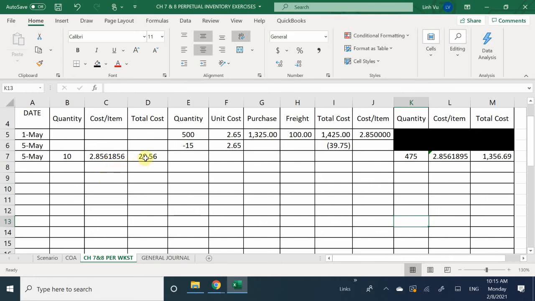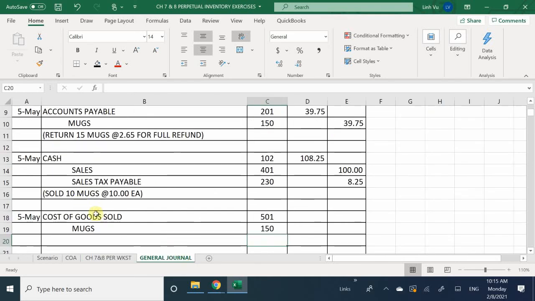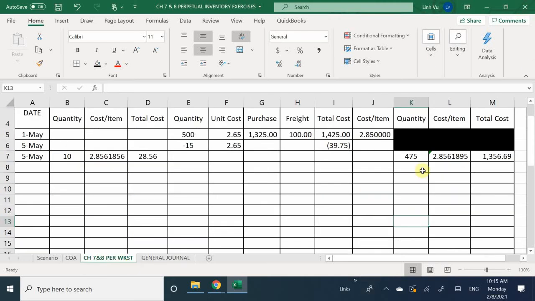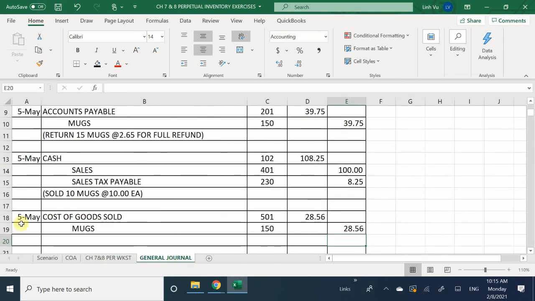sold. So I know that my cost of goods sold should be $28.56. So here, 28.56 on one end, and I also subtracted the 28.56 from my actual inventory, and I proved it by doing it directly in my inventory on hand. I actually took out $28.56 worth from my inventory on hand, and that's how you actually compute the cost of goods sold, and that's how you journalize it. Okay.